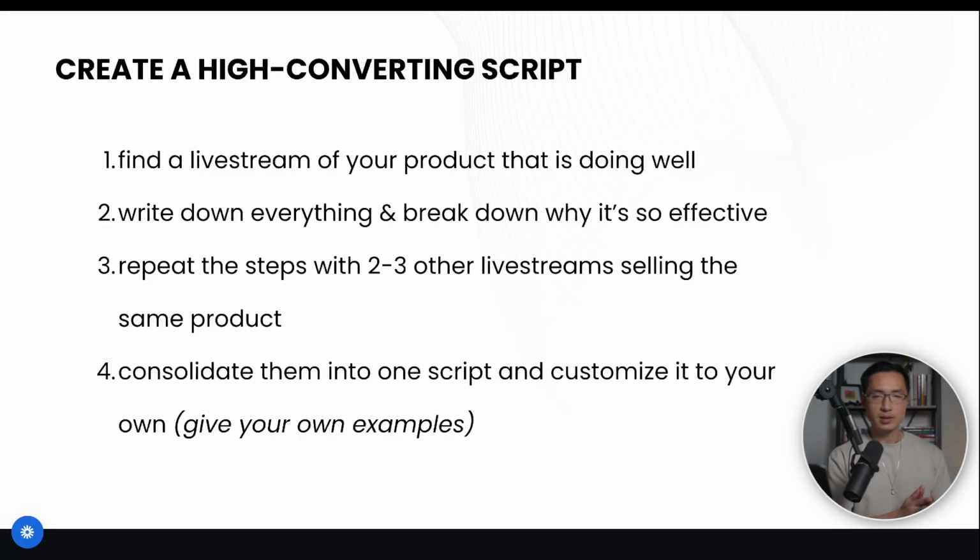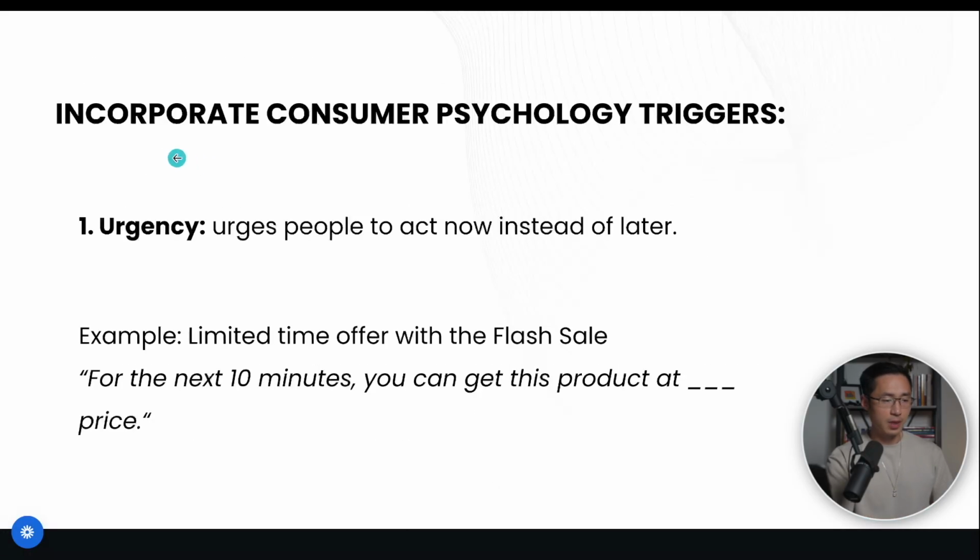Basically, you just want to look at what's already proven to work, analyze why it works so well, take the same principles, and create your own version by adding your own twist to it. You don't need to reinvent the wheel. You can just look at what's already working and think about how you can make it better. Next, we're going to talk about how to incorporate consumer psychology triggers.